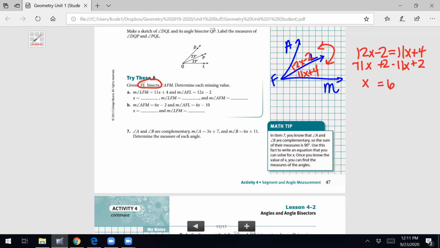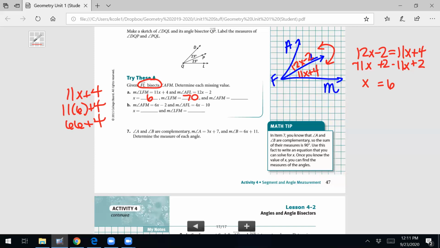Then we just solve. Okay, so x equals 6. Is that what you got? Then we have the request to find the measure LFM. Well, LFM is 11x plus 4. So I plug in 6. What's 11 times 6? 66 plus 4 is 70.